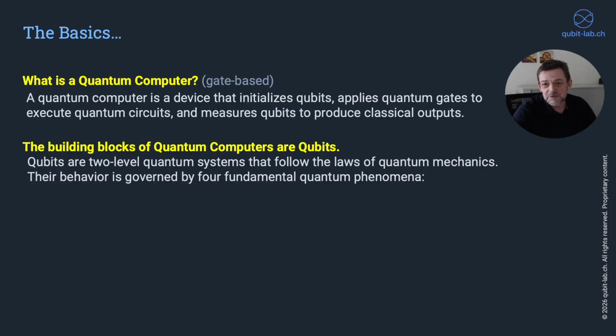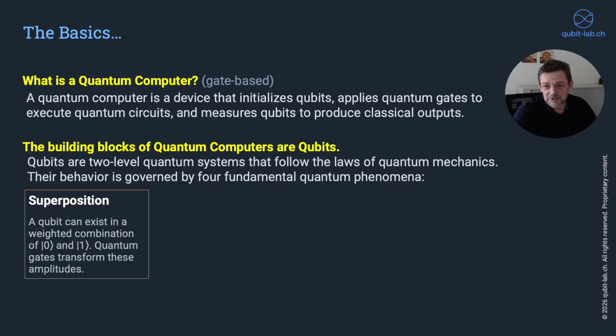First of all, there is superposition. A qubit can exist in a blended state of 0 and 1. Quantum gates transform these states within the qubit. And you see here these brackets around 0 and 1. This is just for your information, a quantum mechanics notation, the Dirac notation. For our purposes here, we can just use it as the state of 0 and the state of 1.